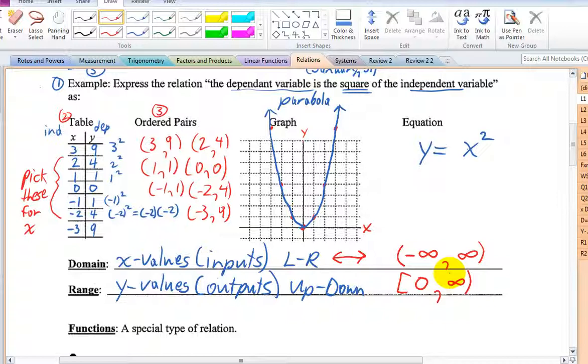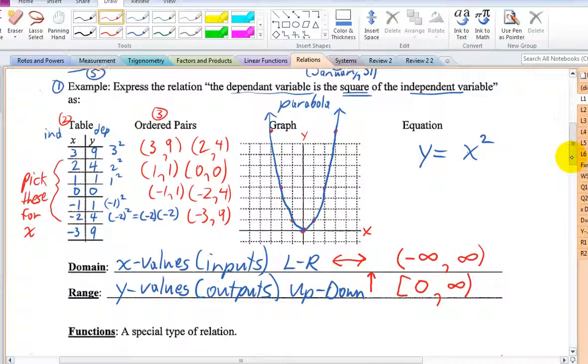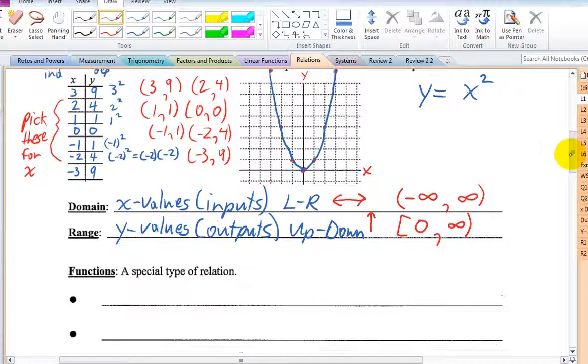So in the red writing, you don't really need to know. Now for this one, it stops and goes up. So we actually do have a bottom value here. All right. What we're going to look at now is we're going to go from a relation, which we have here, to just looking at functions. Functions are special relations.